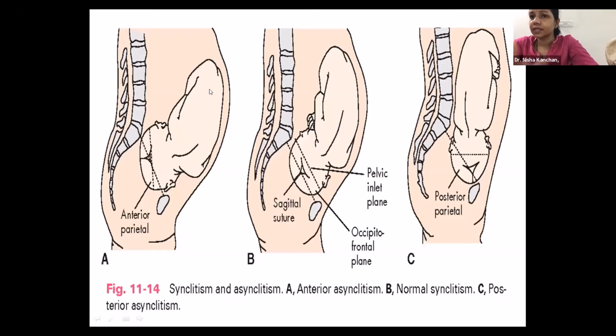Now, the purpose of this asynclitism was simply to reduce the transverse diameter available, which is entering the pelvic brim, to decrease it from biparietal to super subparietal diameter. Next slide, please.